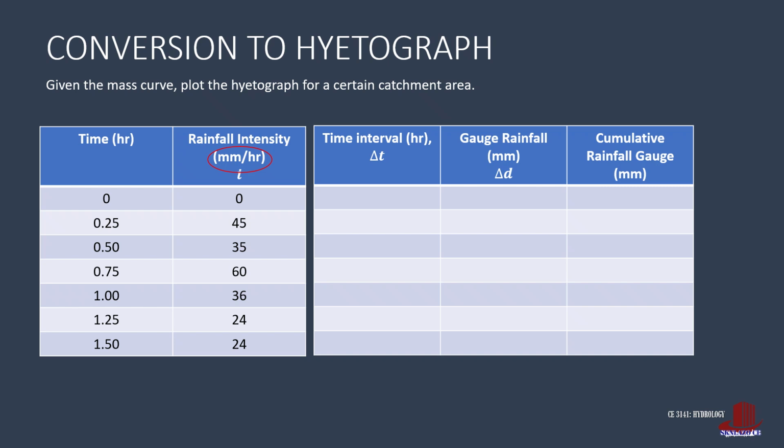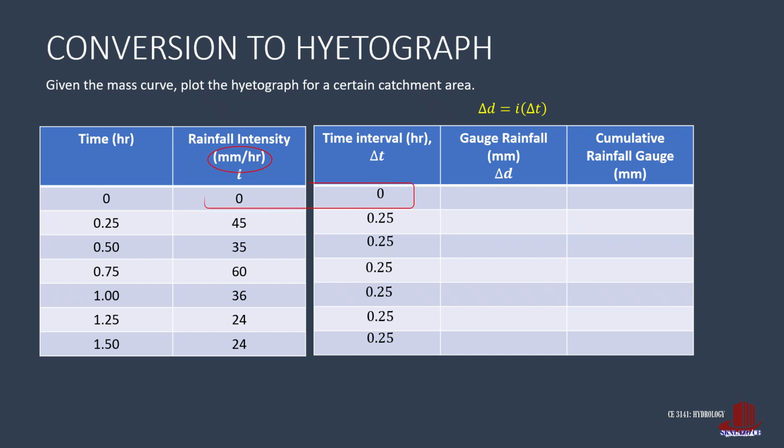So the first column of the extended table is to convert cumulative time into time intervals. Checking the inputs, values are in regular intervals of a quarter of an hour. So starting with 0, fill out the delta t column with 0.25 hours. By multiplying the intensity with the time interval, delta d, the interval depths, can be computed.